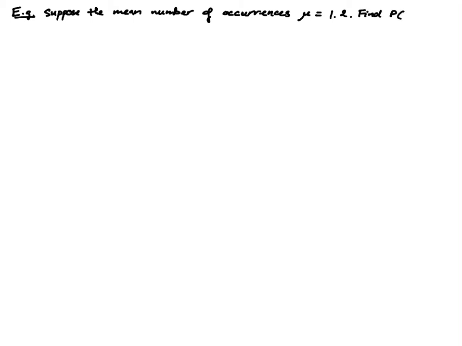Alright, so let's look at an example to see how we apply the formula. Suppose that the mean number of occurrences mu is equal to 1.2. Let's find the probability that x is equal to 2.